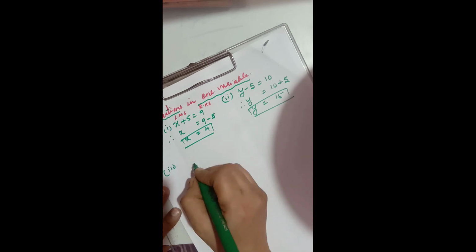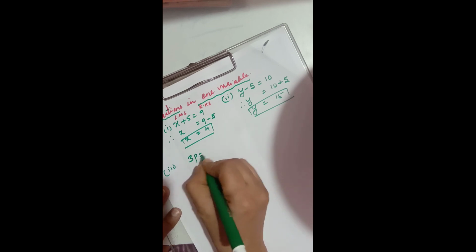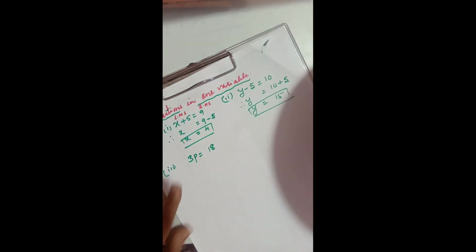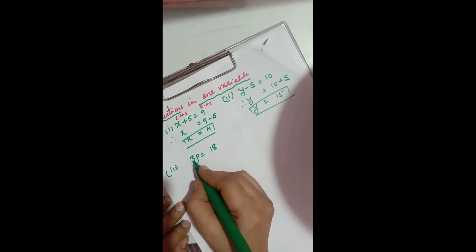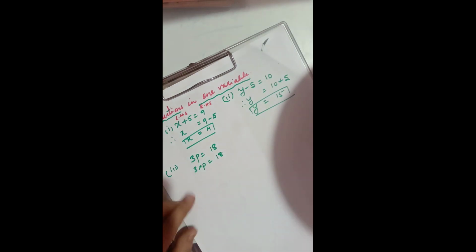Now one more type of equation will come: 3p is equal to 18. See children, 3p means what? There is a multiplication sign between the number and the variable, that is, it is 3 into p. You have to understand, it is 3 into p is equal to 18.